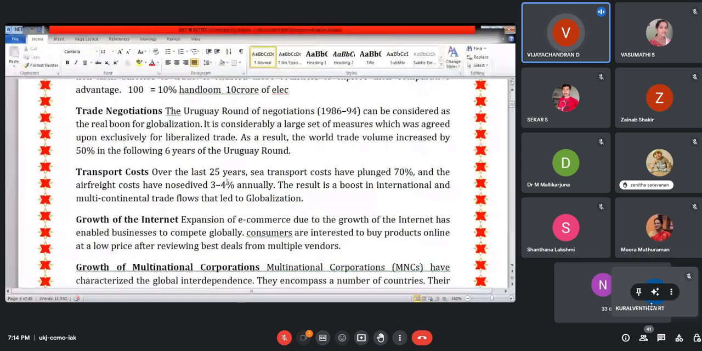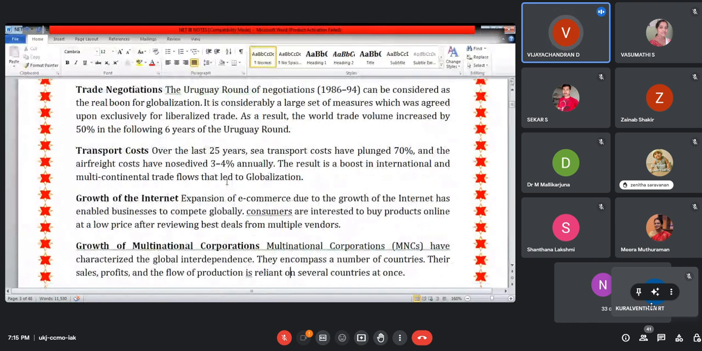Also, there is a decline in the air freight cost. So with this reduction in the transport cost, many companies are involved in international trade, and with the growth of the internet, as you know, e-commerce. With the growth of e-commerce, there are more e-commerce operators. So these internet facilities enable producing more products and selling them in international trade.